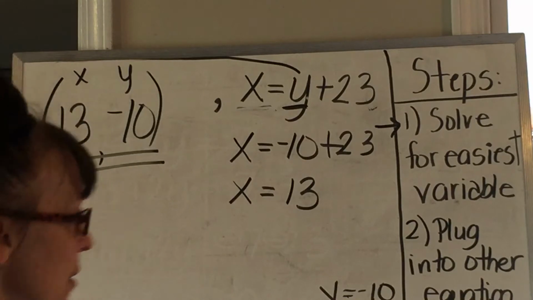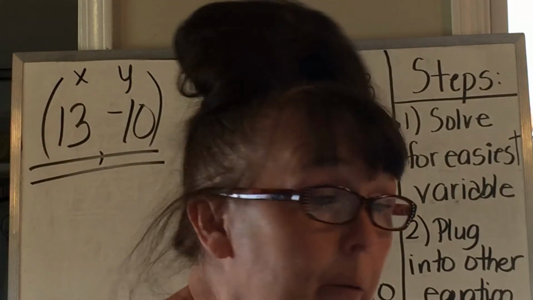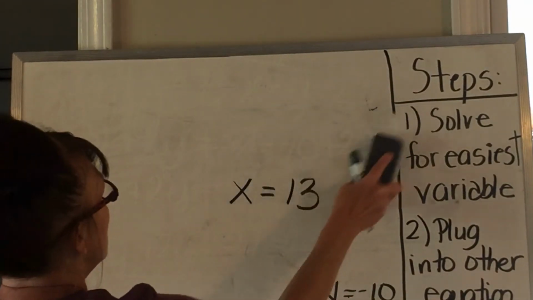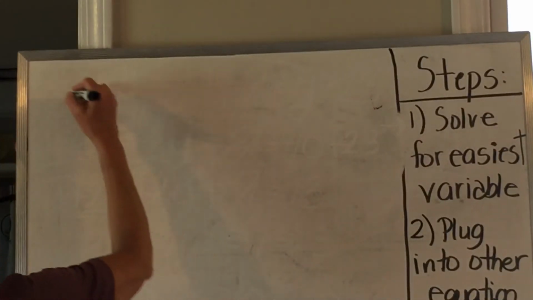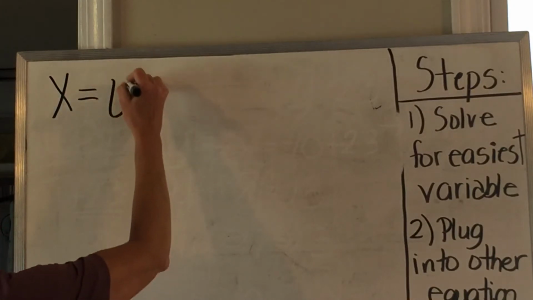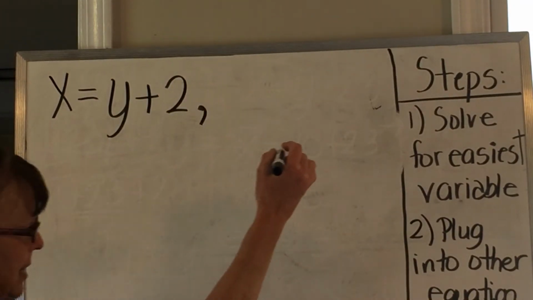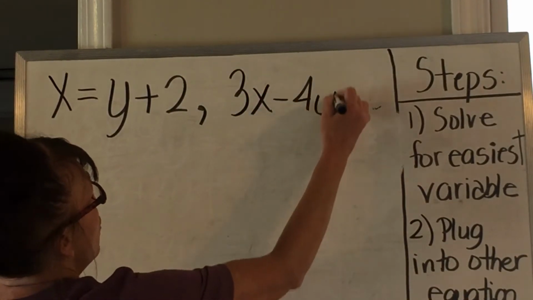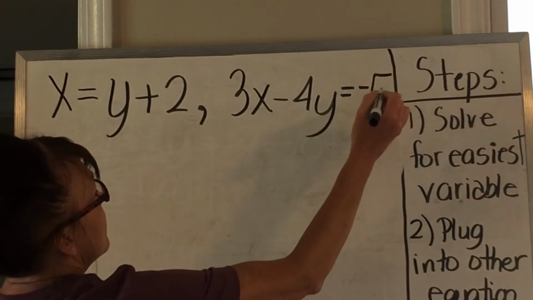All right, let's do another one. And if you don't get it today, I'll reteach this again tomorrow. All right, so example 2 is x equals y plus 2, and then 3x minus 4y equals -5.